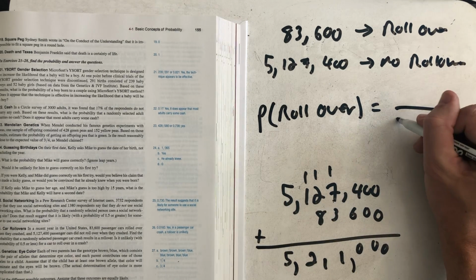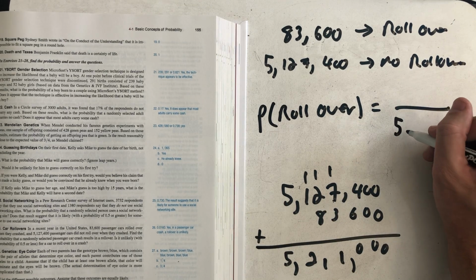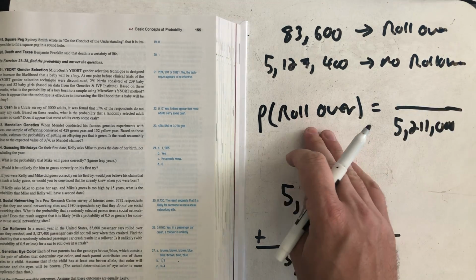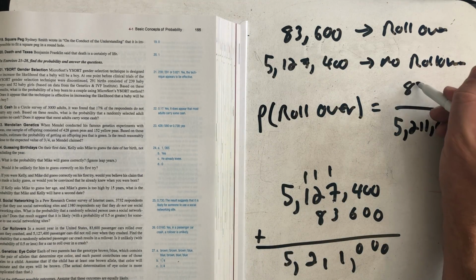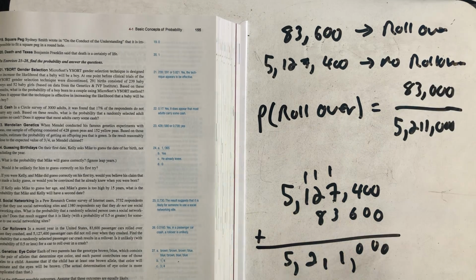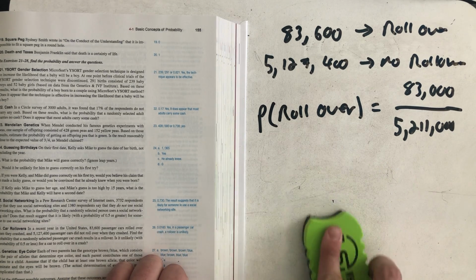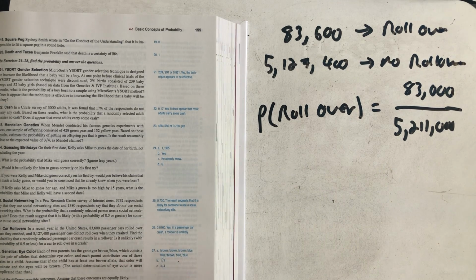So that becomes the denominator of my probability fraction. 5,211,000. And I'm looking for the probability of a rollover, so the 83,600 goes on top. Well, this is where I need to divide that out, and we could cancel off the thousands there and then reduce our fraction.